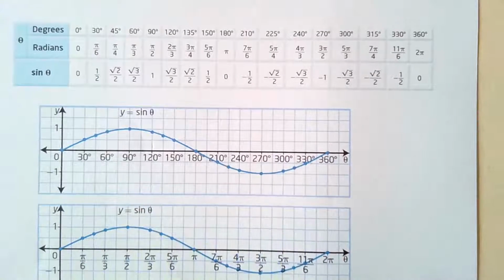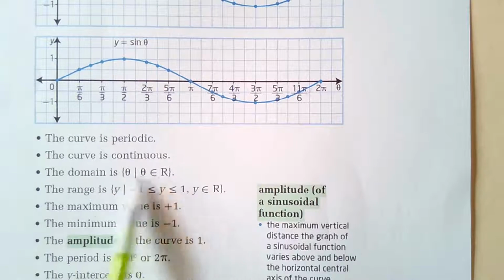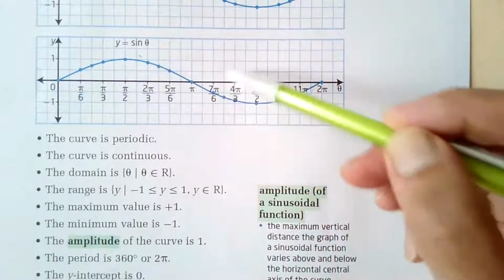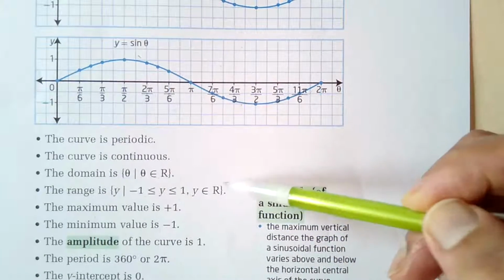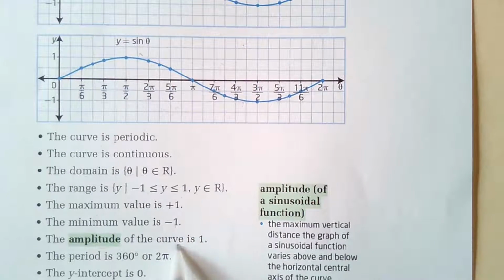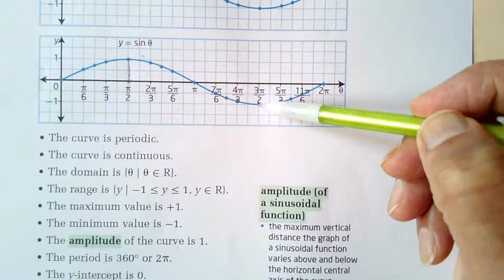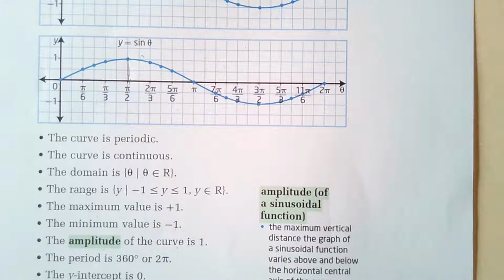If we look at degrees or radians, the curve is periodic and continuous, and the domain is all the real numbers. The range is your minimum to the maximum, negative 1 to positive 1. The amplitude of the curve is from your midline to the maximum, or midline to the minimum. And there is only one y-intercept. So that's essentially what we've completed so far in terms of a sine and cosine graph.